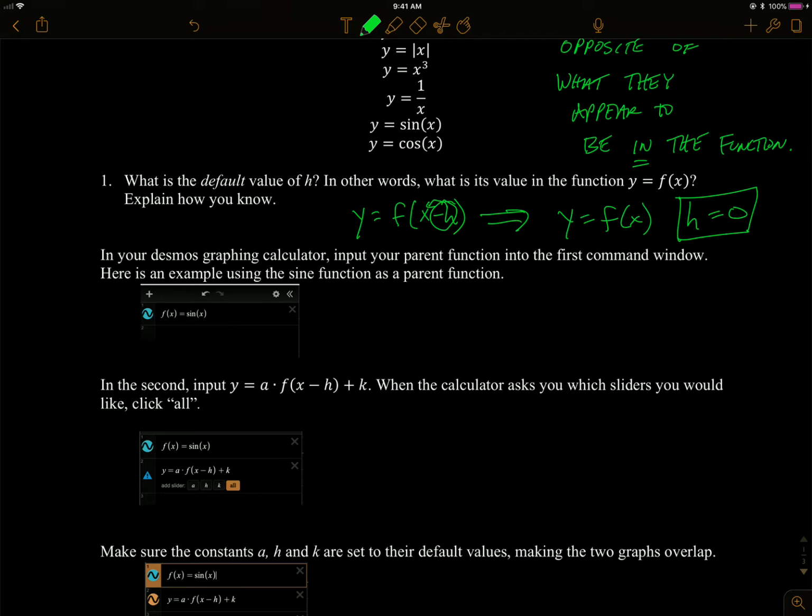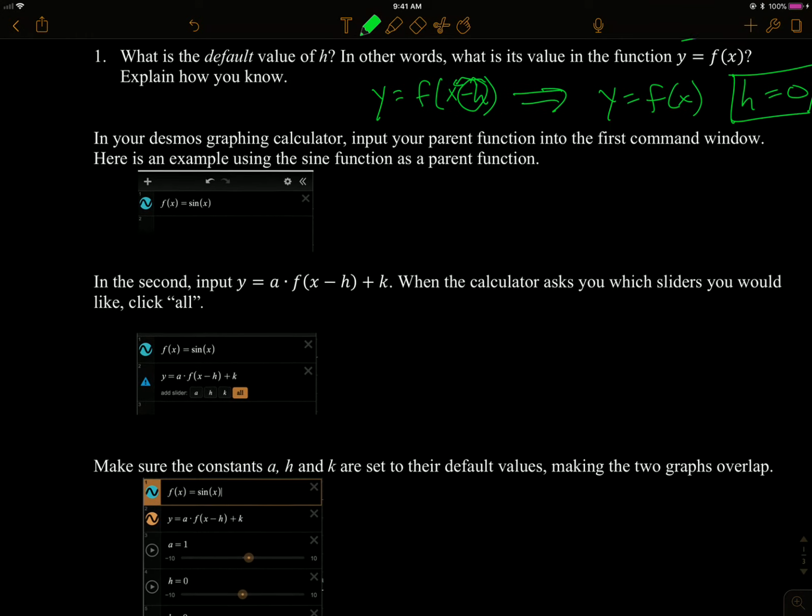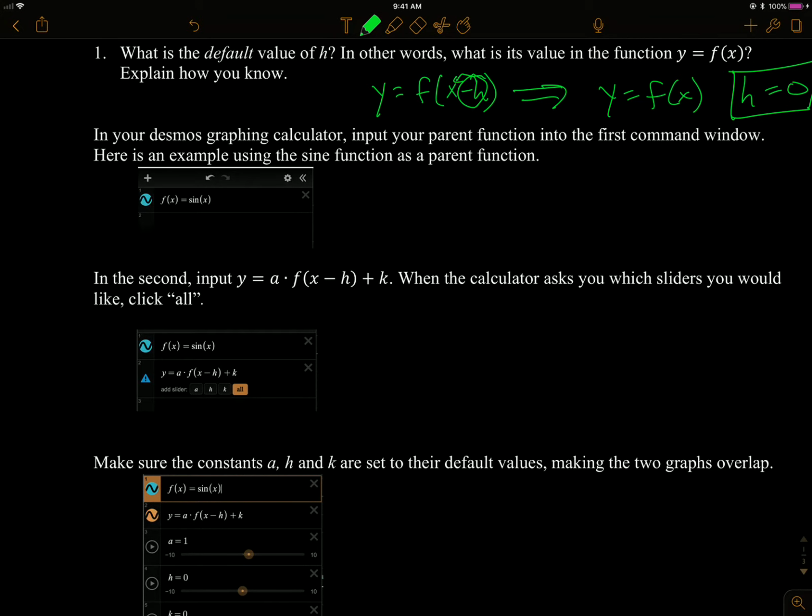So we're talking about adding and subtracting numbers here onto our x value. And since it's inside with the x-axis, which goes left and right or horizontally, that's why this is going to shift left or right horizontally.